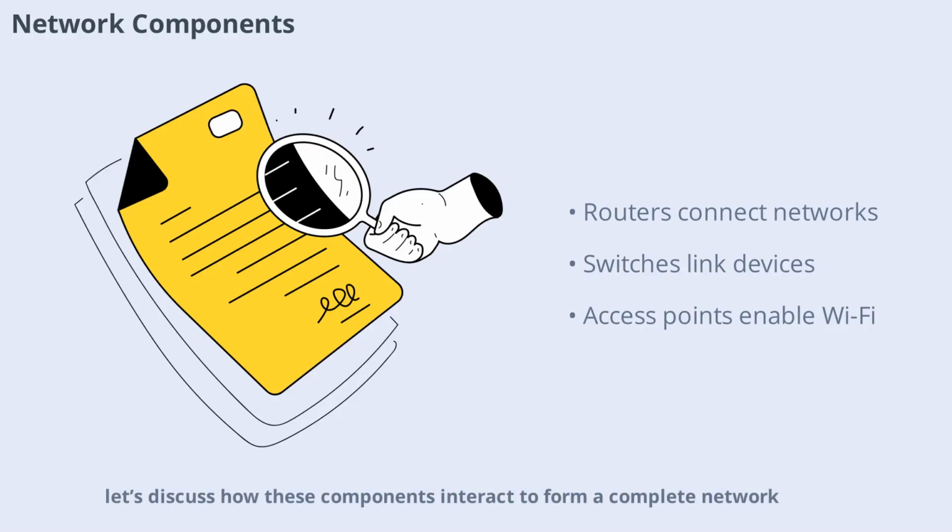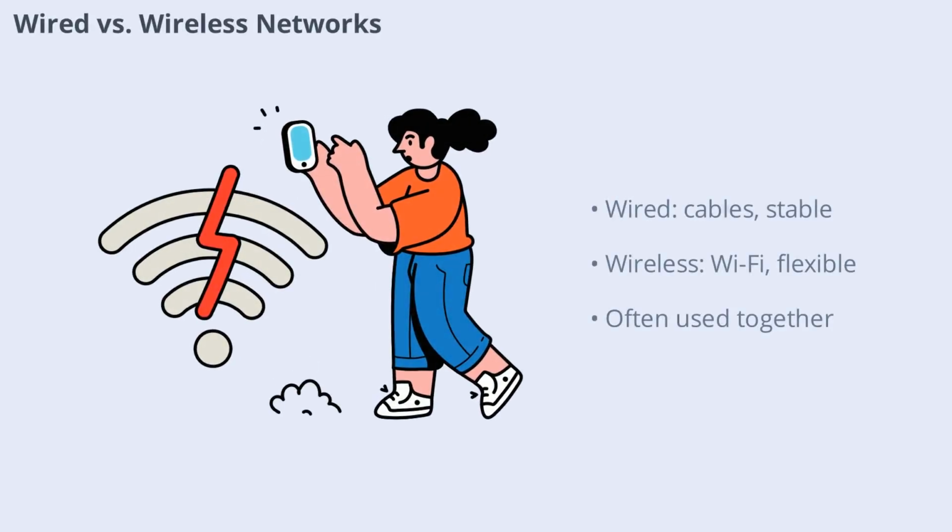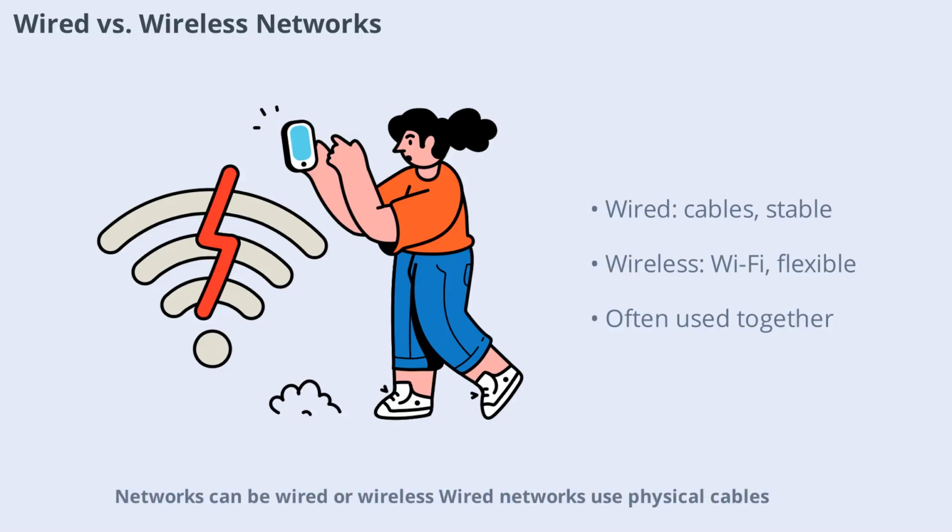Next, let's discuss how these components interact to form a complete network. Networks can be wired or wireless. Wired networks use physical cables like Ethernet to connect devices. They offer high speed and stability but require more setup. Wireless networks use Wi-Fi or Bluetooth, providing flexibility and convenience. Most homes and offices use a mix of both depending on their needs. Understanding the differences helps you choose the right setup for your environment.